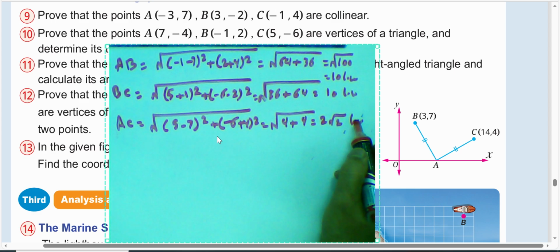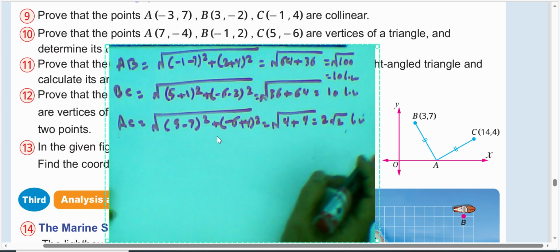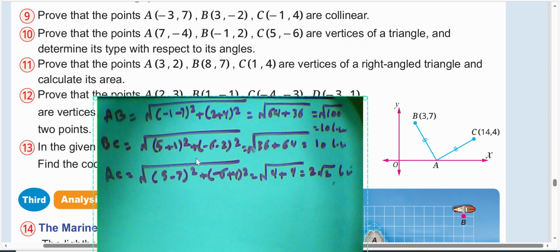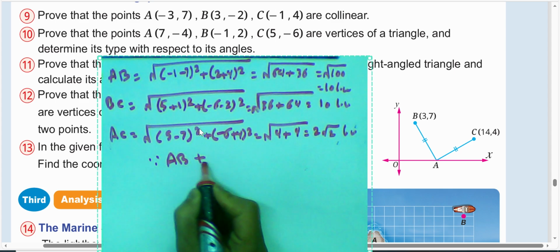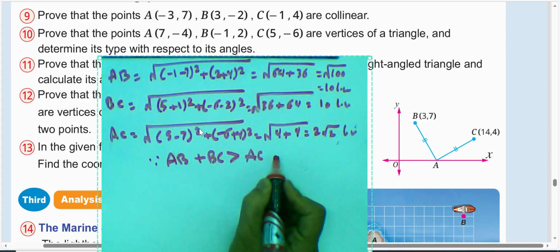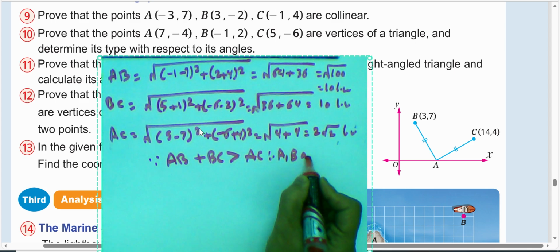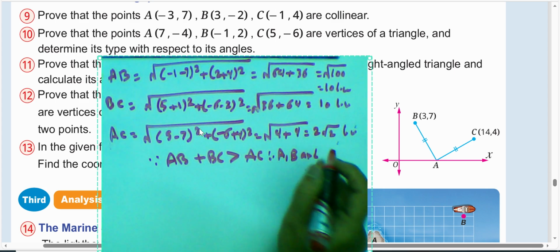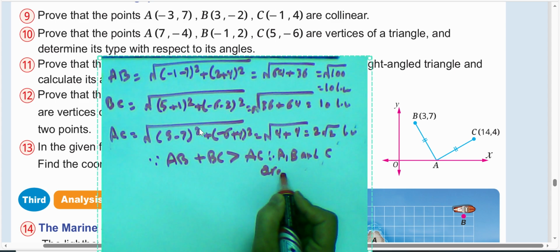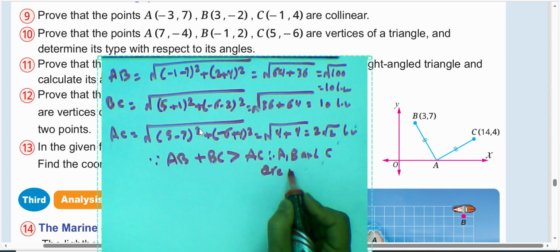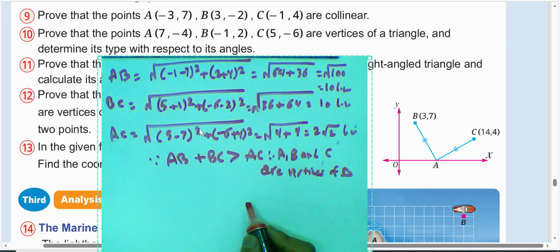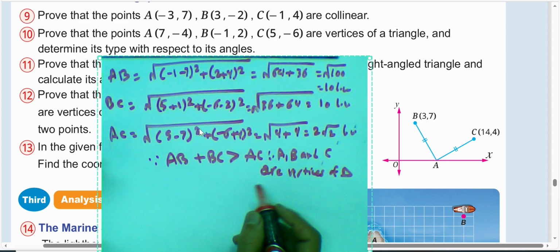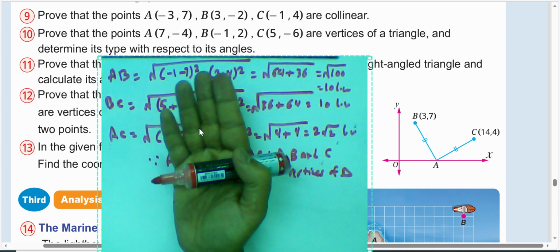Length unit. Then this triangle we call isosceles, we have two sides that are equal. We want to determine that AB plus BC is greater than AC, then A, B, and C are vertices of a triangle. Okay. Then, what's the type of this triangle according to its angles?